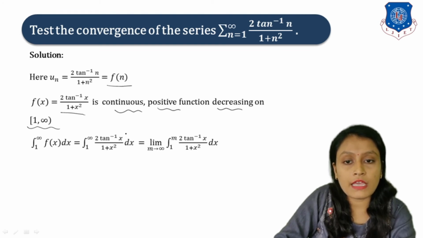Okay, now again we have an improper integral, so we will write it in this form, that is limit m tends to infinity, integration 1 to m, 2 tan inverse x upon 1 plus x square dx.